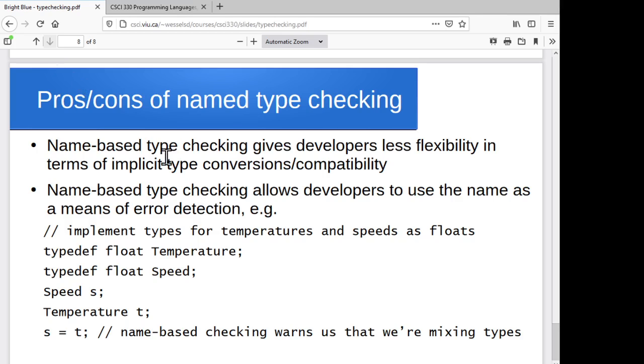All right, I think those are the key points I wanted to deal with for type checking for now. We'll get into some other fun and wonderful issues next time.